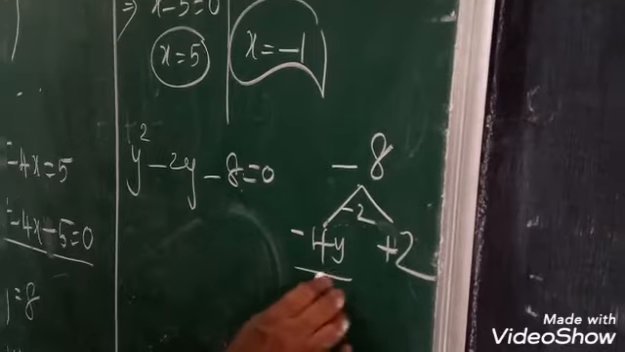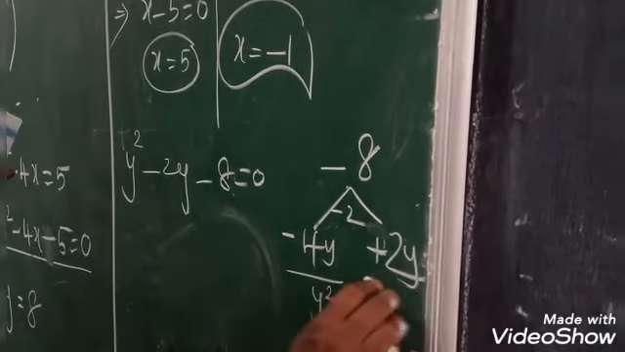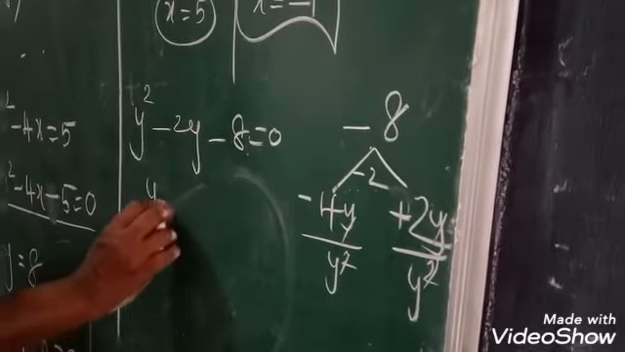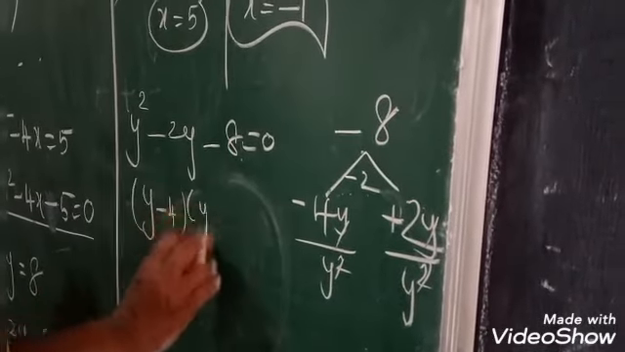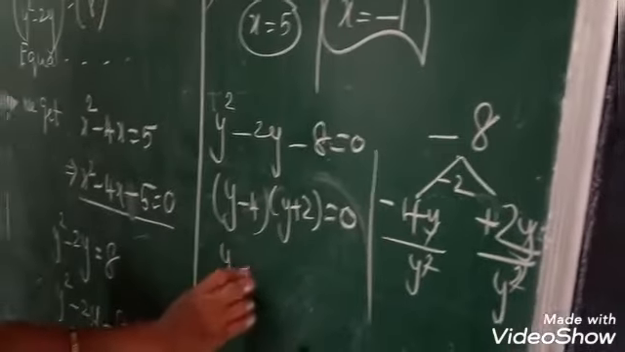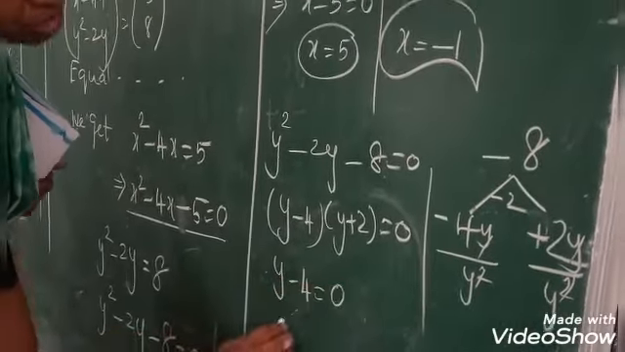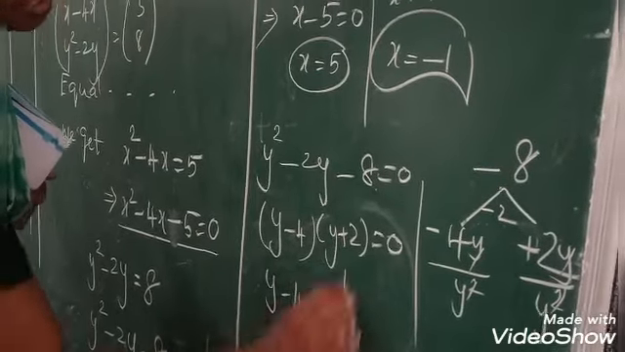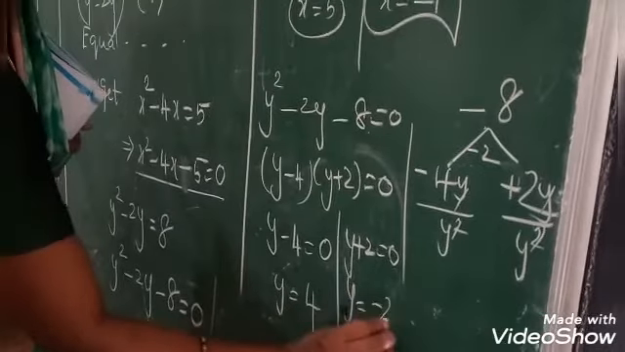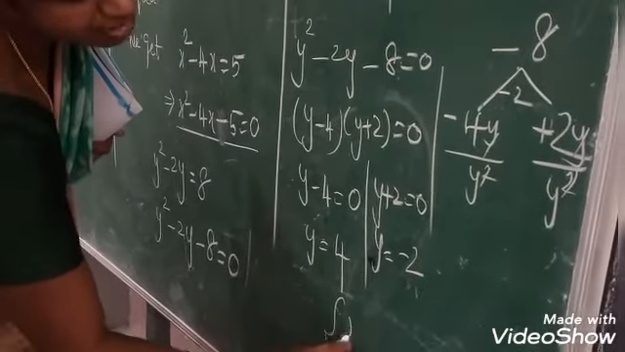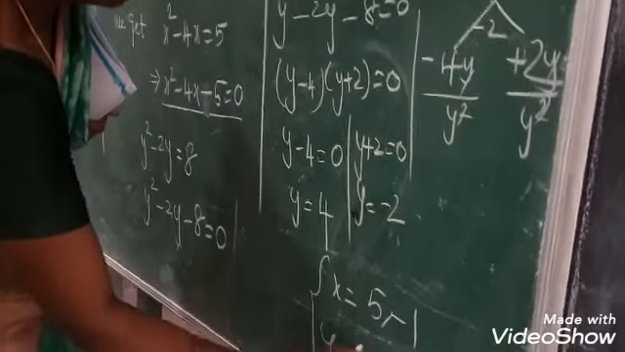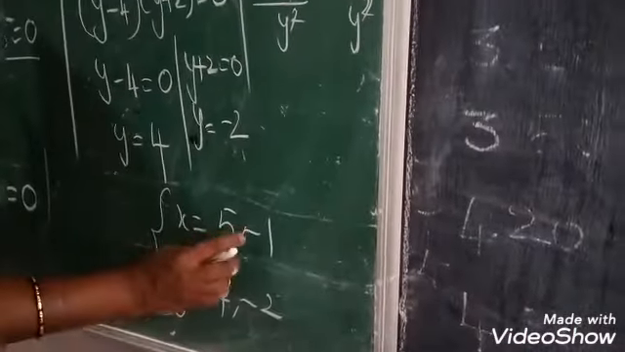Now the variable is y, so what are the factors? y minus 4 and y plus 2 is equal to 0. Now either one is 0: y minus 4 is equal to 0, so y is equal to 4. The next one, y plus 2 is equal to 0, so y is equal to minus 2. So the final solution is x is equal to 5 and minus 1, y is equal to 4 and minus 2. Have you all understood?